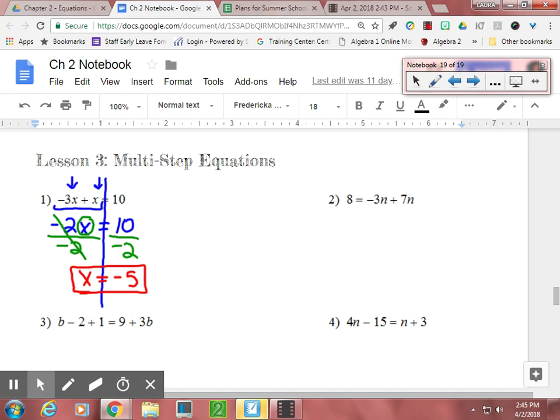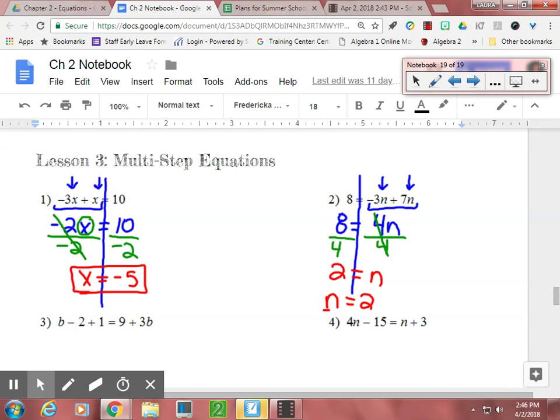Same thing on number 2, except the variables are on opposite sides. I have an n here and an n here, so I need to put them together. Okay, so I'm going to bring my 8 down, and when I put those together, I get 4n. Well, the 4n is attached to it by multiplication, so I need to divide it to make it go away. So 8 divided by 4 is going to give us 2 equals n, and I can just rewrite that to say that n equals 2.